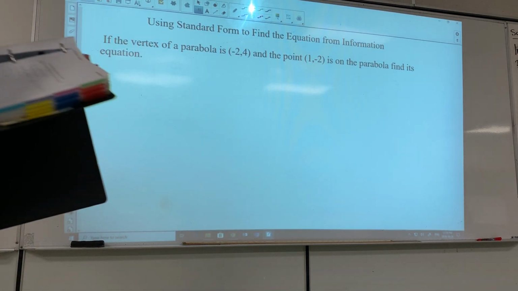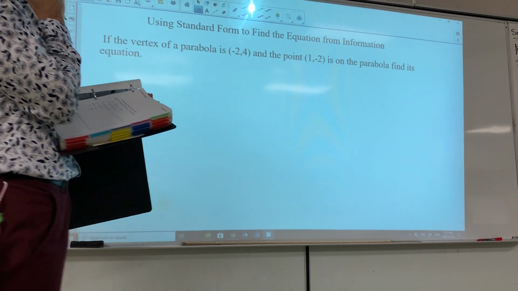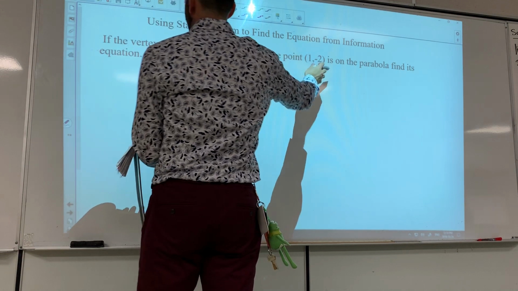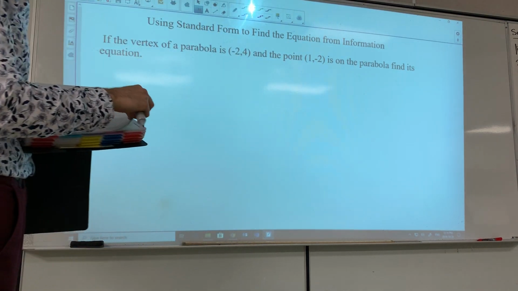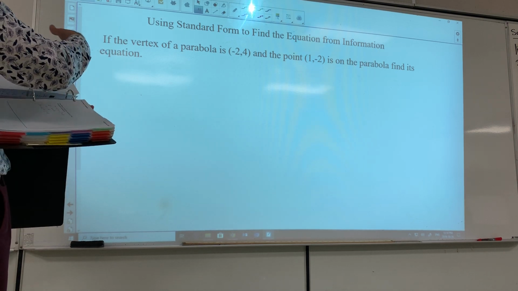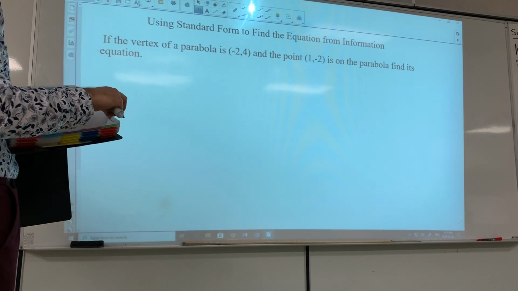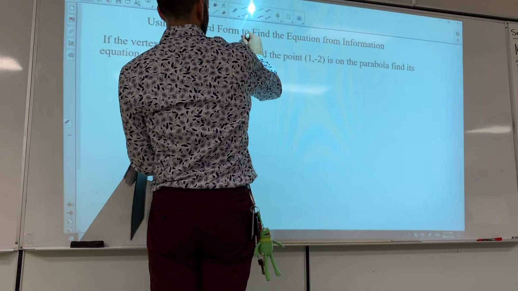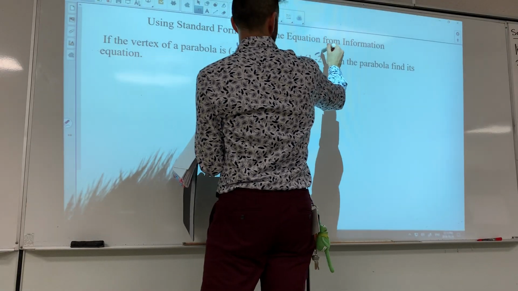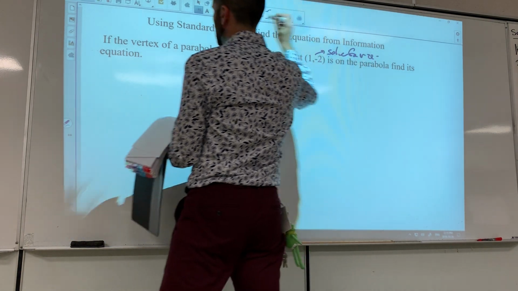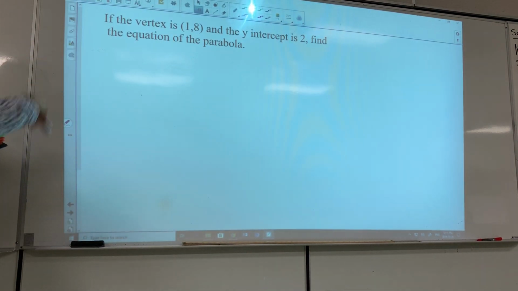So it says using standard form to find the equation from information. So they just say, okay, here's the vertex and here's a point. Find its equation. Okay? So we sort of already did this actually. Let's skip this one because we already did this one, right? We did a question like this where we have the vertex and then we use the point to solve for A. So we already did that. What we haven't seen is this one.